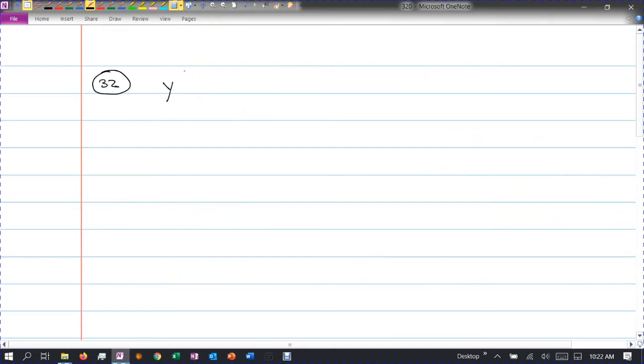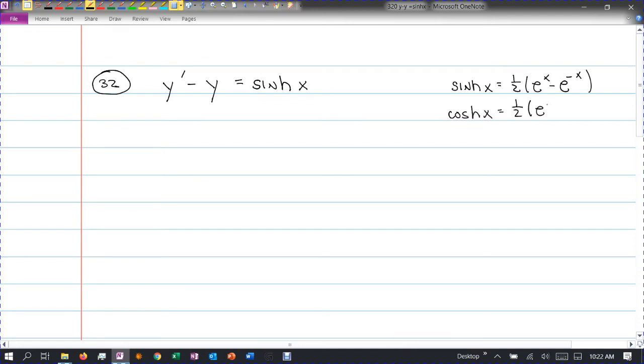Okay, y prime minus y equals sine hyperbolic x. Hey, there we go. So this one has a hyperbolic in it, so maybe I should remind you of what sine hyperbolic really is. Sine hyperbolic x is really 1/2 (e to the x minus e to the negative x). And cosine hyperbolic is 1/2 (e to the x plus e to the negative x). So, yeah, great. Let's do this. We've got everything we want.